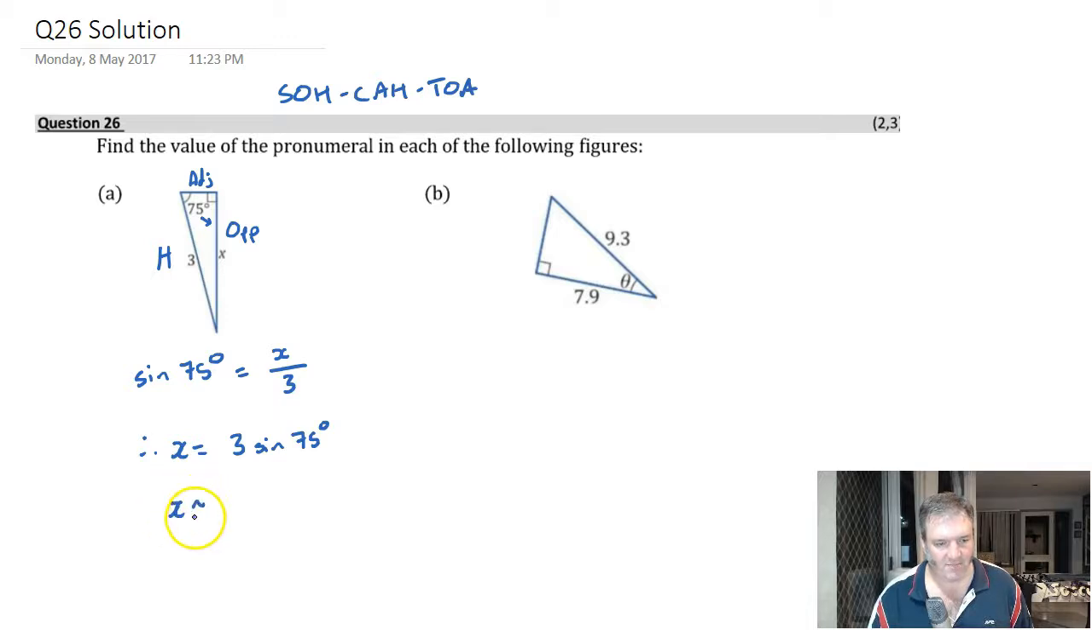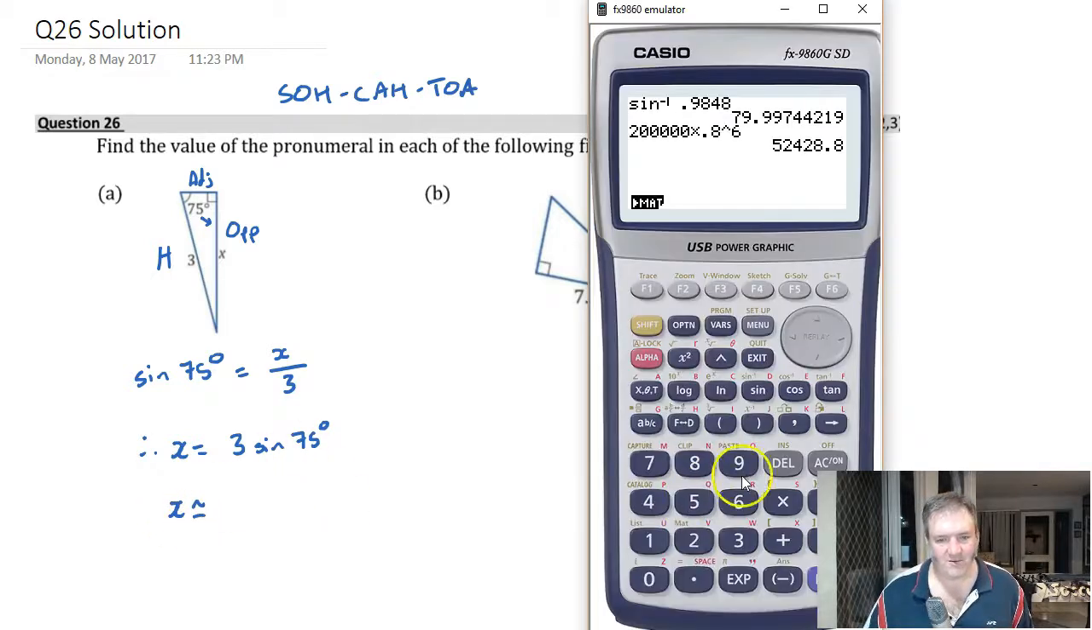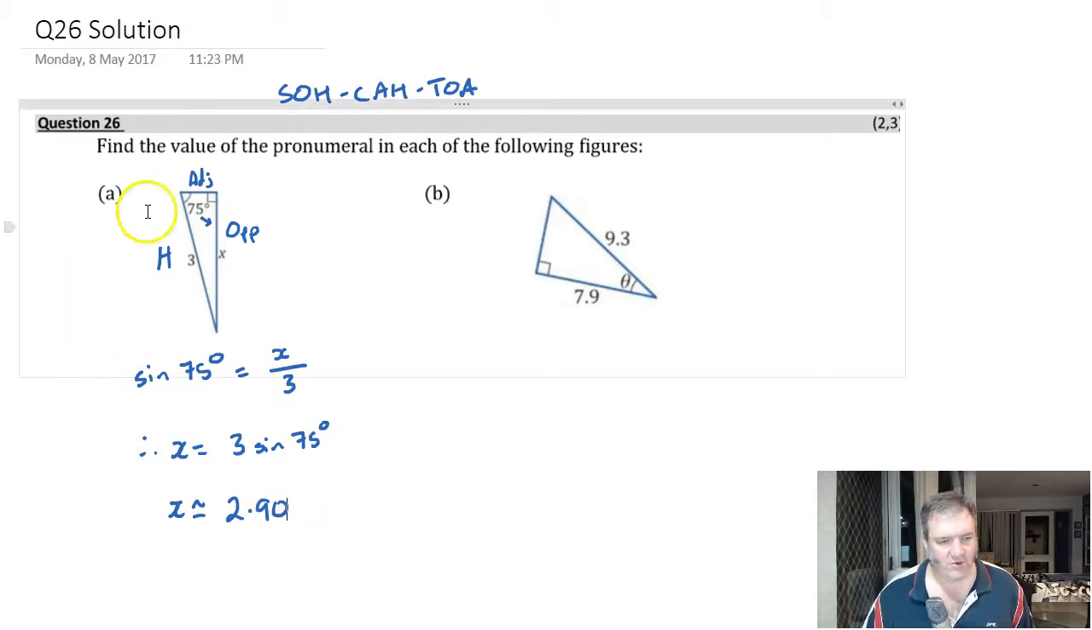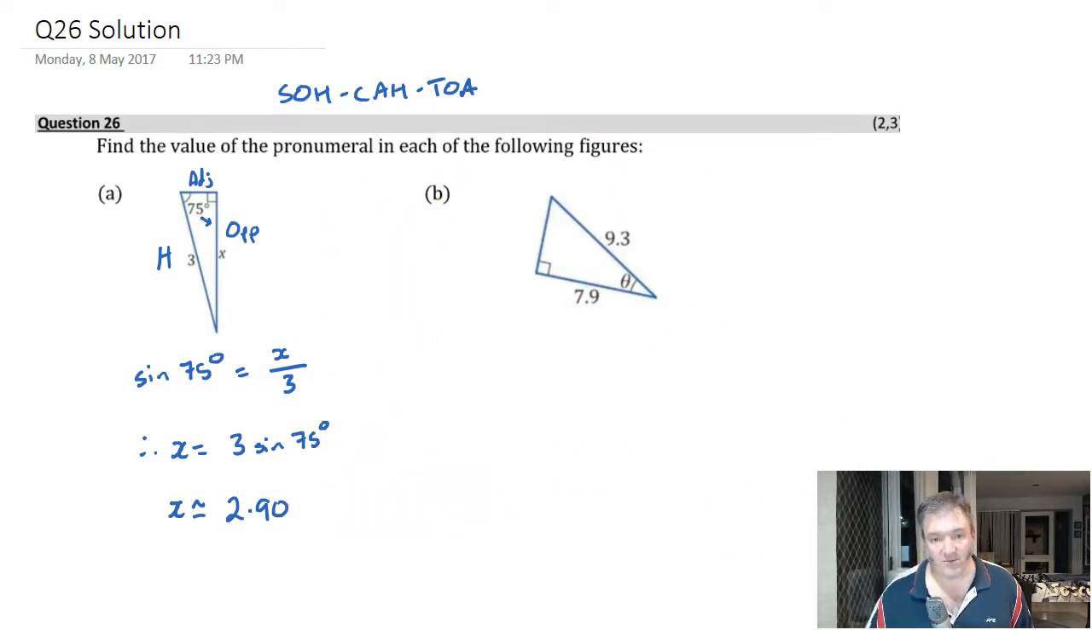Most of you aren't going to be happy unless you find the approximate ugly decimal answer, but let's do it anyway. 3 sine 75, execute, 2.897, so it would round up if we're going to two decimal places to 2.90. Does that seem reasonable? Well, yeah, it's got to be pretty big because it's opposite a large angle, so that seems pretty reasonable to me. Rightio, next figure here, we're solving for an angle.